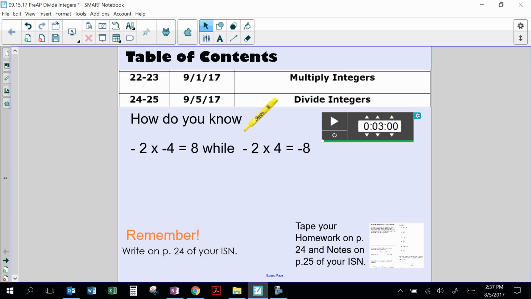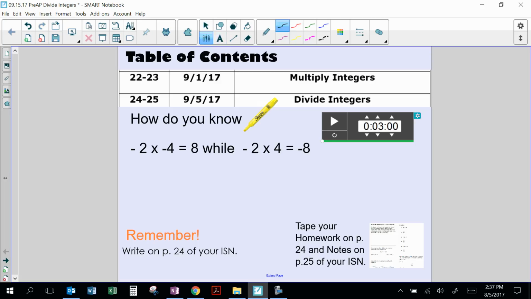Welcome. This is the study of dividing integers. So, how do you know that negative 2 times negative 4 is equal to 8, while negative 2 times 4 equals negative 8? How do you know this? Well, let's use drawings, algebra tiles, or drawing.